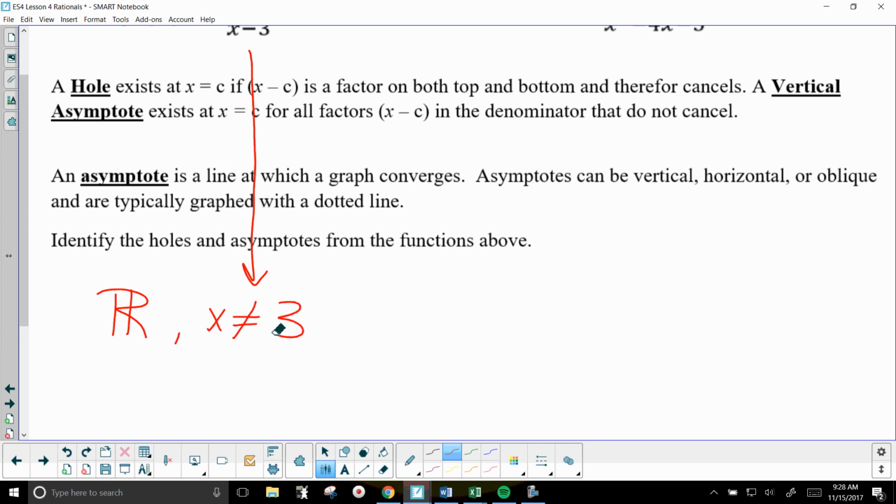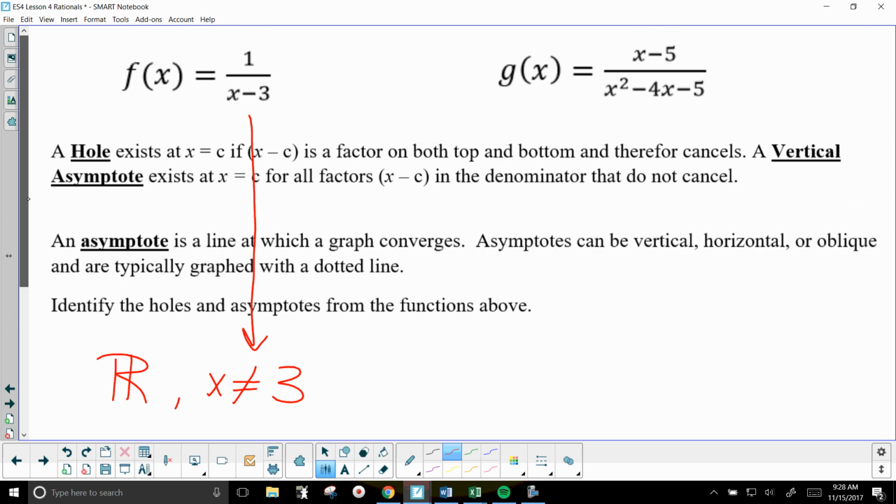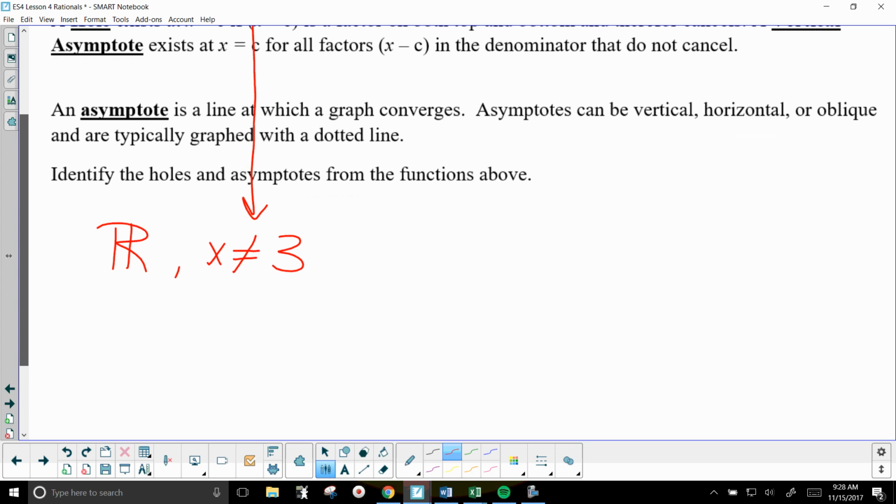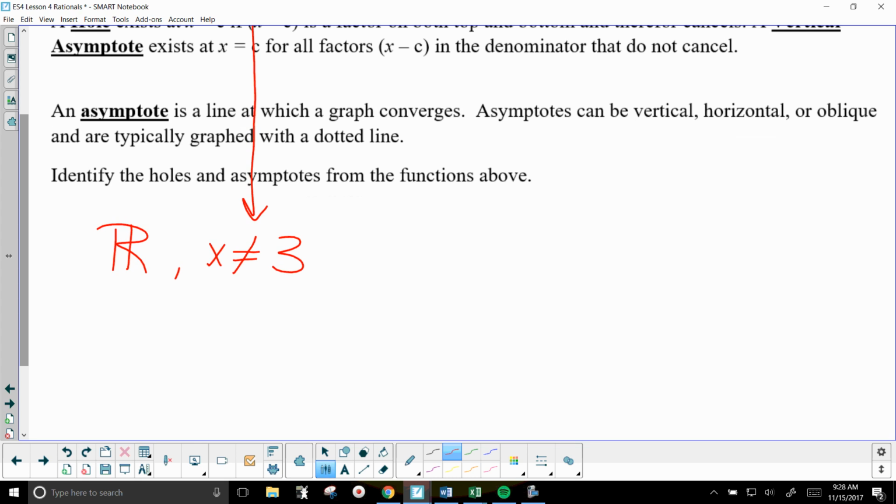3. Positive 3. So does x minus 3 cancel for this one? No, it does not cancel, so that means that value is an asymptote. And it's always x equals, it's a vertical line. So we will say there is a vertical asymptote at x equals 3. The asymptote is at 3.